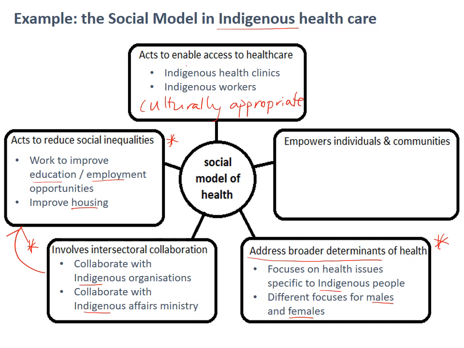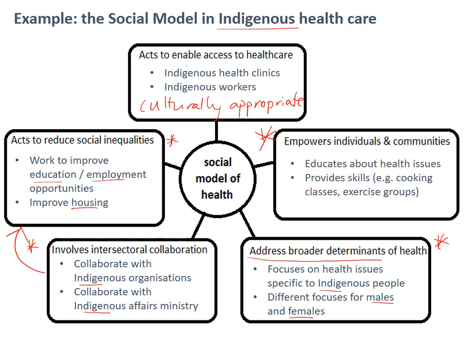And finally, empowering individuals and communities. And this really is the main aim. How do we give people the knowledge and skills to make good health choices? So there could be programs that educate about health issues, and that could be done in lots of ways. There could be messages on radio or TV. There could be pamphlets that are sent out. You can have apps. You could have workshops where people learn different things.